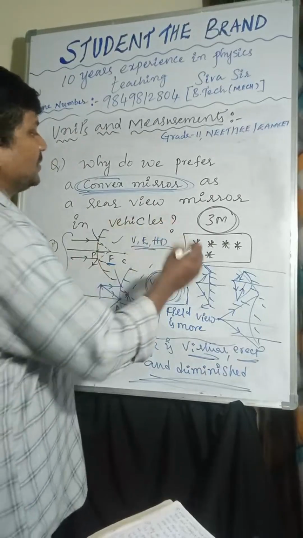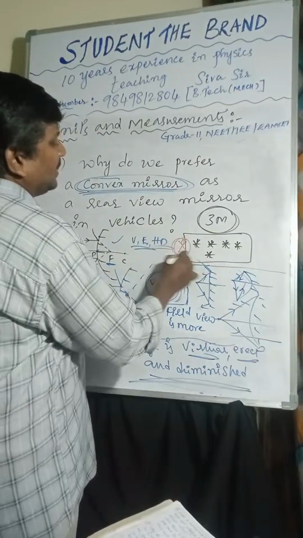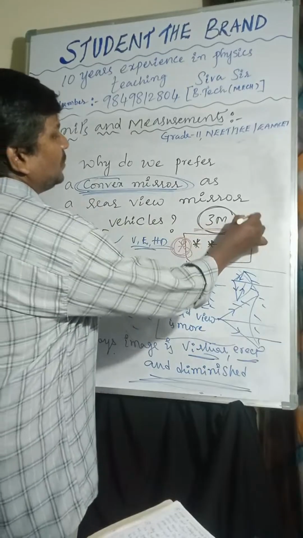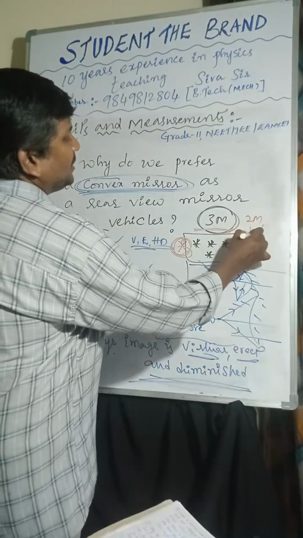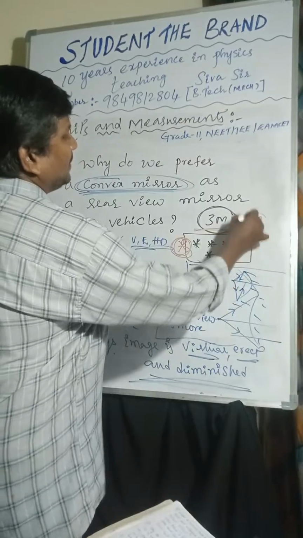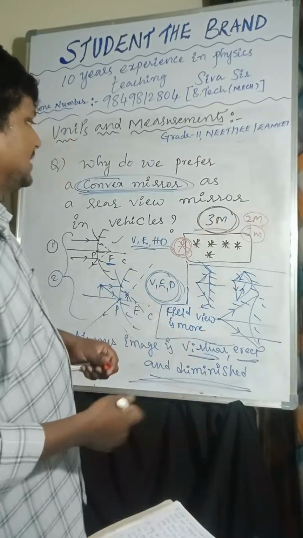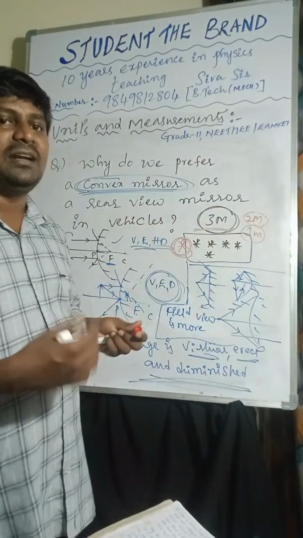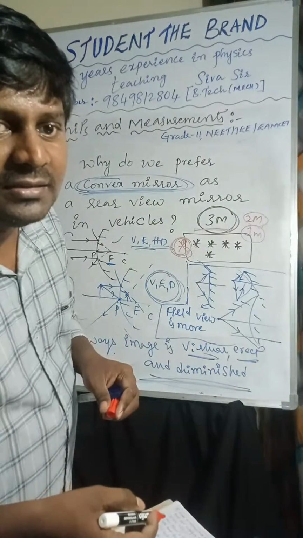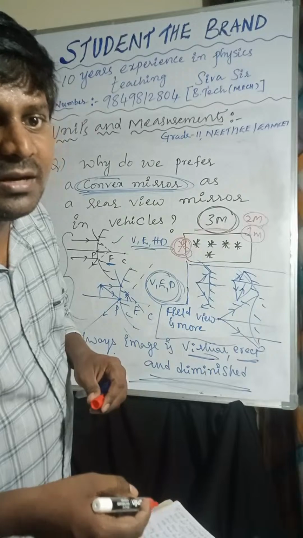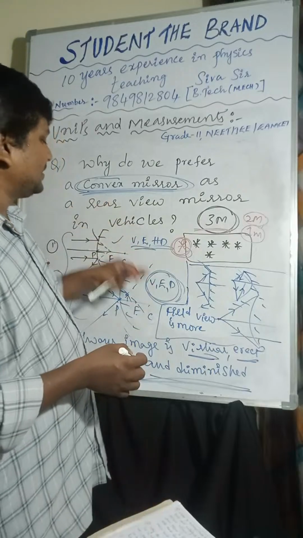Very important. For 5 marks, definitely a 3 marks question, a 2 marks question, and MCQ are also very important. There are many MCQ questions. They will ask in a different way also: is it a diverging mirror or a converging mirror?